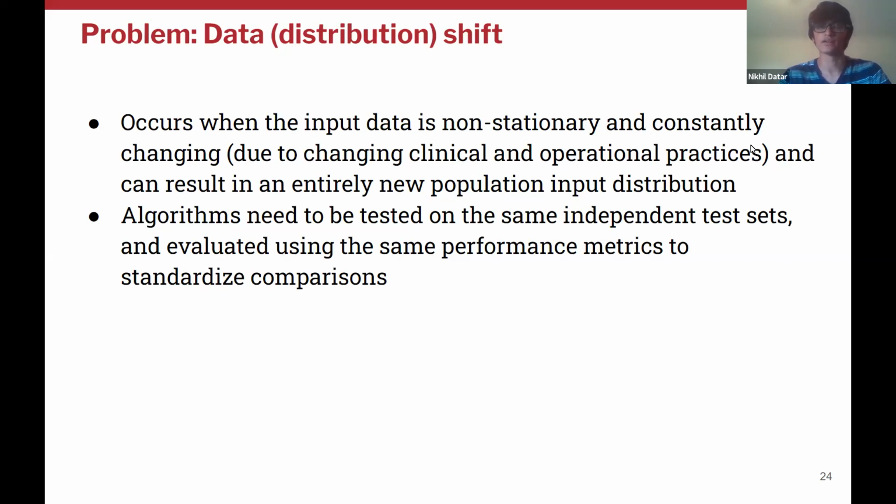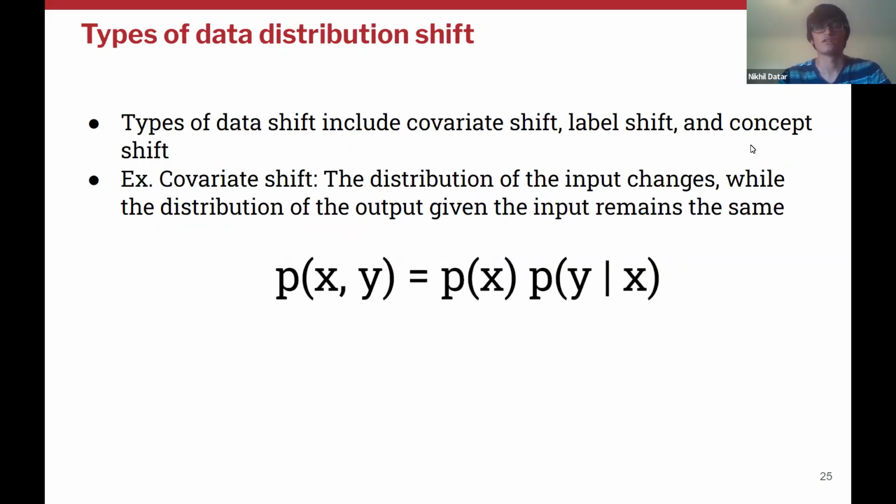Now, algorithms need to be tested on the same independent test sets and evaluated using the same performance metrics to ensure and really test to see how they fare in comparison to one another when these data distribution shifts occur. So there are different types of data distribution shifts, including covariate shift, label shift, and concept shift. But really, I'm just going to walk through one of them, covariate shift. It's the most common data distribution shift, and it occurs when the distribution of the input data is changing.